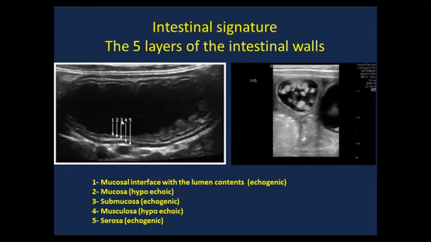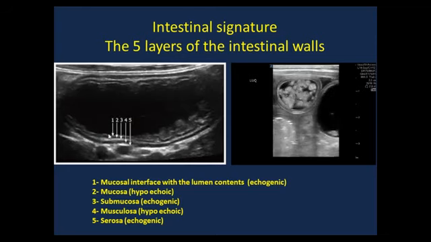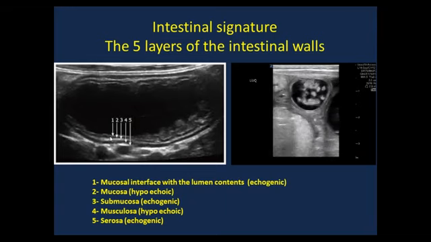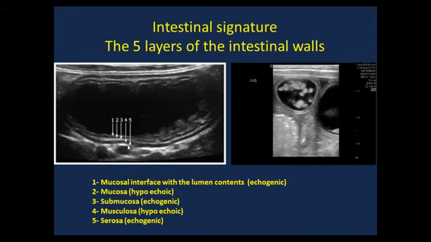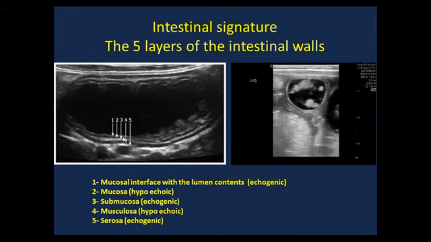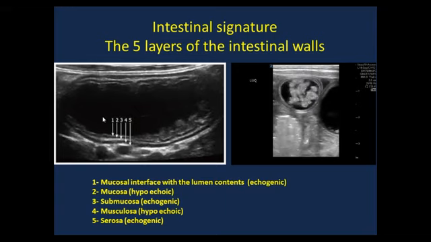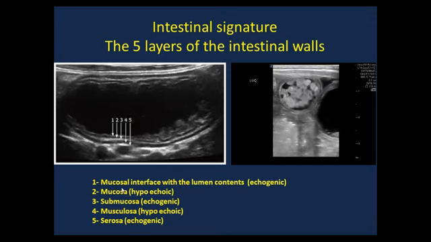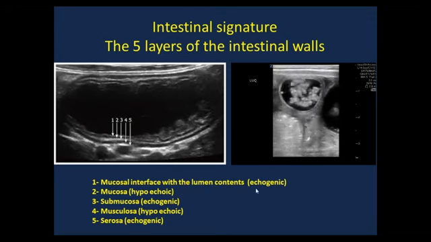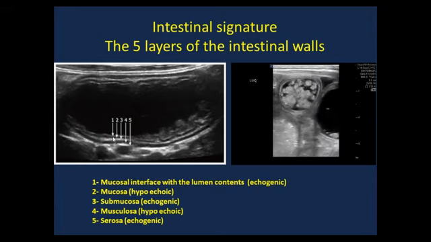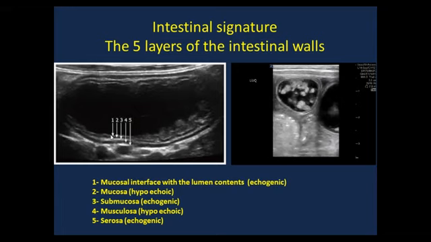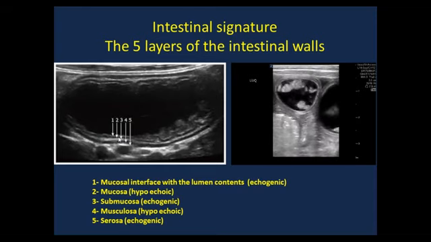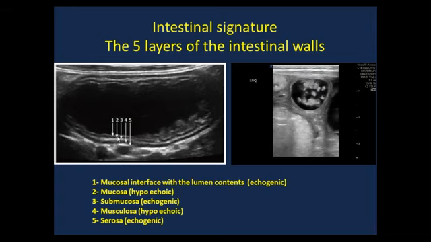From inside to outside, the first layer of the intestine, that's actually a magnified lobe of small intestine, we can identify from inside to outside 5 different layers of intestine. The first layer is echogenic, which is the interface between the fluid in the lumen and the mucosa. So the mucosal interface with lumen contents is echogenic, or appears bright in ultrasound. The second layer, layer number 2, is hypoechoic or darker in ultrasound, that's the true mucosa.